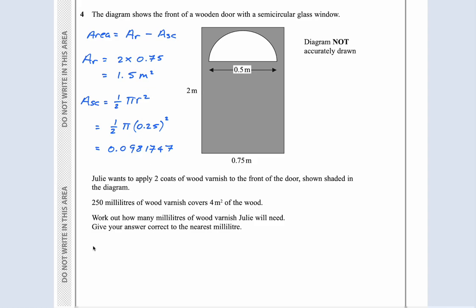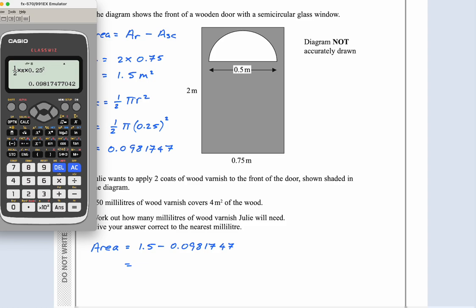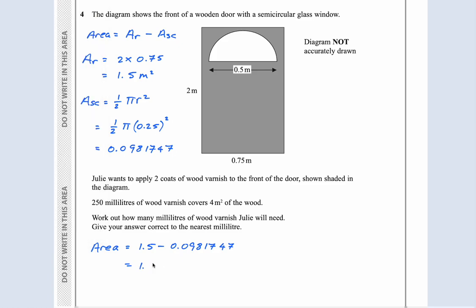So the total area equals the area of the rectangle, 1.5, minus the area of the semicircle, which is 0.0981747. So this is 1.5 minus 0.0981747, which is 1.4018. Now, it's that many meters squared, and he says 250 milliliters covers 4 meters squared.